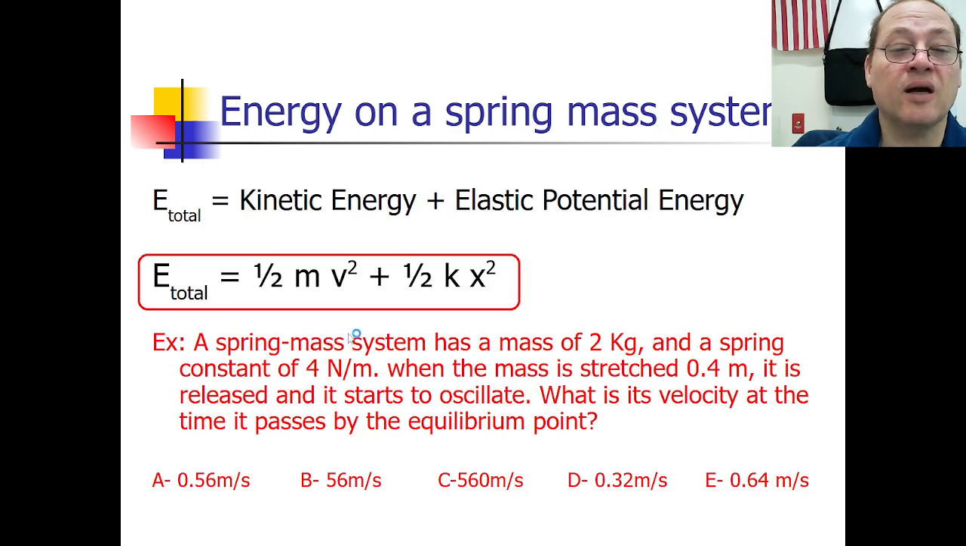So you can write down that the total energy of the system equals half the mass times velocity squared plus half the spring constant times the stretching length squared. And you have this example: a spring mass system has a mass of 2 kilograms and a spring constant of 4 newtons per meter. When the mass is stretched 0.4 meters, it is released and it starts doing oscillations. What is the velocity at the time it passes by the equilibrium position?